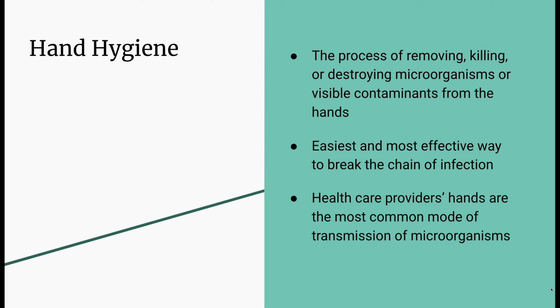When you touch a client, their personal items, medical equipment, or their surrounding environment, you can indirectly transmit microorganisms to the client, another client, yourself, equipment, or a new environment. Microorganisms can easily be transferred from your hands to others or objects in the healthcare setting if proper hand hygiene practices are not followed. Consistent and effective hand hygiene is vital for breaking the chain of transmission.